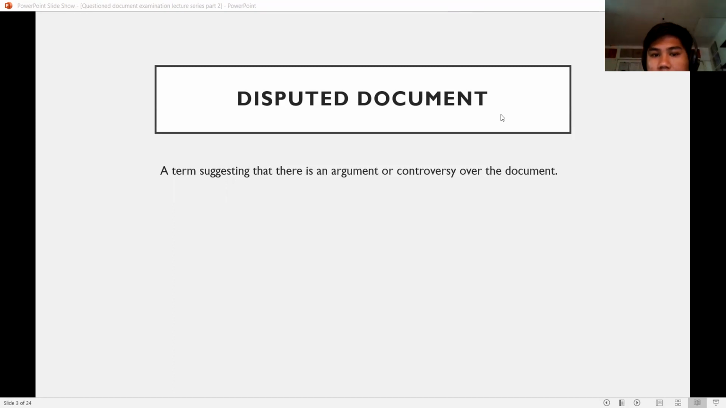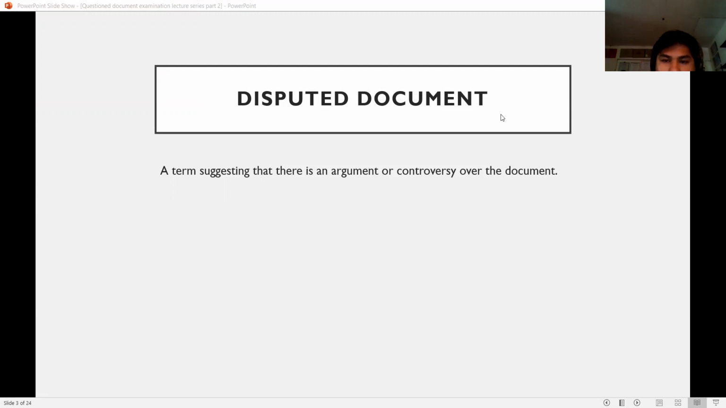However, if you could determine that it's not fake, therefore it's not a question document anymore. There's no argument or controversy. That's why usually a question document is always subject to examination to determine its genuineness, authenticity, etc. And later on, if you find out that it's not fake, it's not anymore a question document. So, disputed document versus question document.